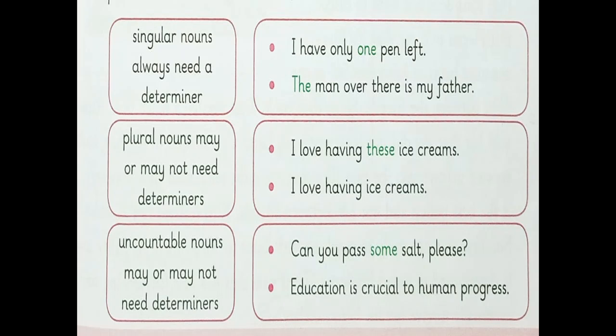So hence we can say, according to this explanation, we need determiners for singular nouns, that is for sure, but for plural nouns and for uncountable nouns, there may be a determiner, and there may not be any kind of determiner.